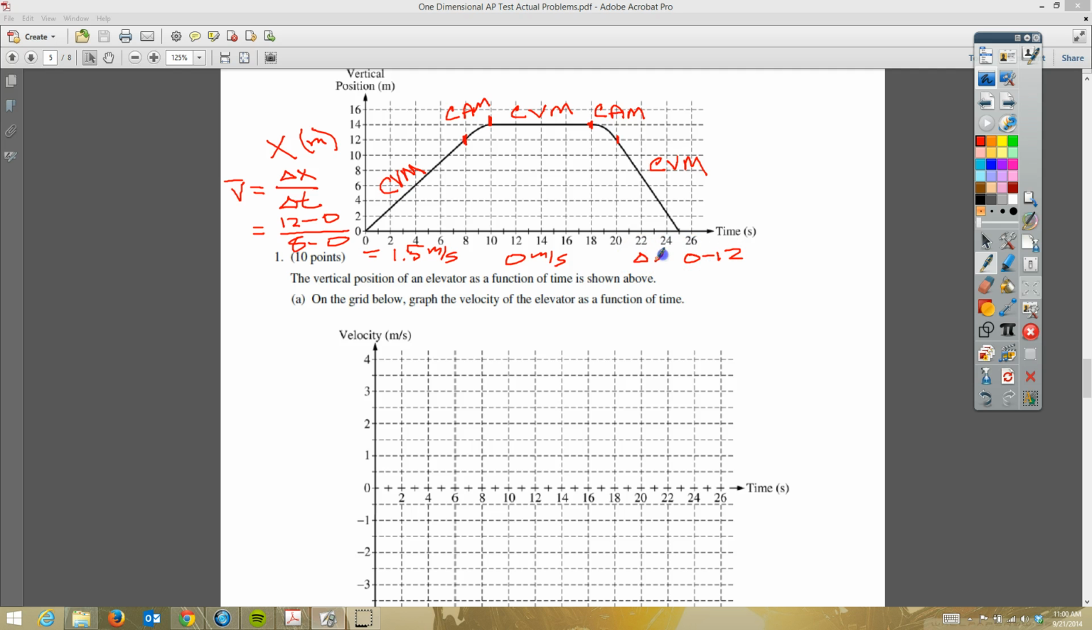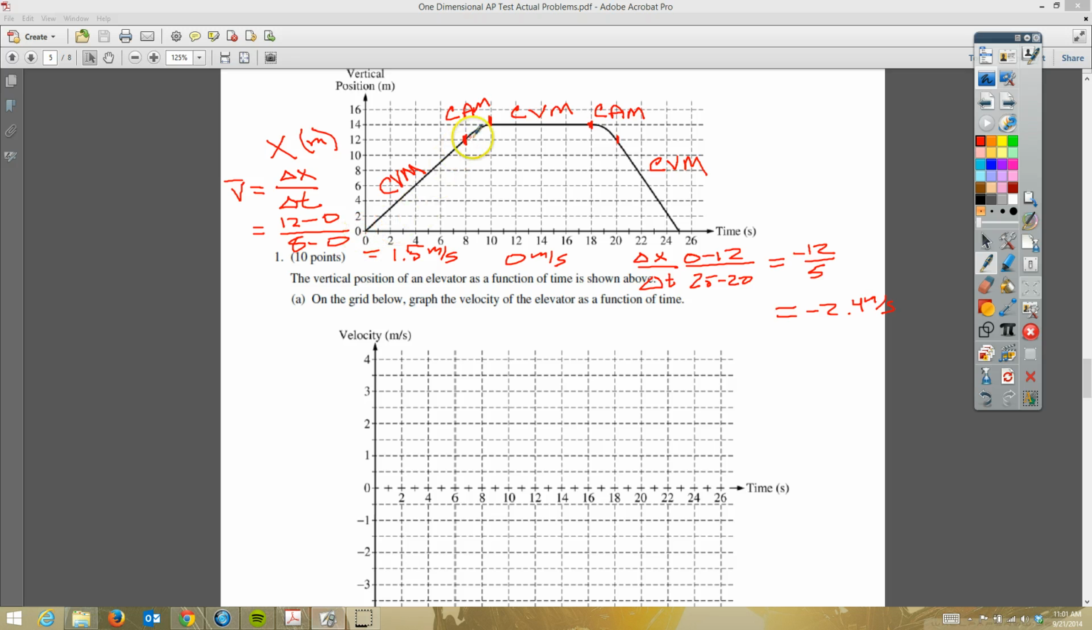So that is our change in x. And we're going to divide that by our change in time, and our change in time would be 25 minus 20. So we're going to end up with negative 12 on the top, and on the bottom, we end up with 5. So when you actually do that, 12 divided by 5 gives you 2.4. So this is negative 2.4 meters per second. So far we've got everything that we need, and we can go ahead and graph the velocity of the elevator as a function of time.